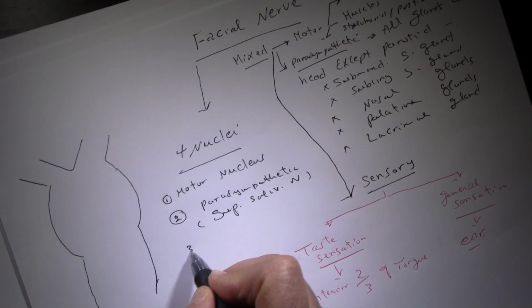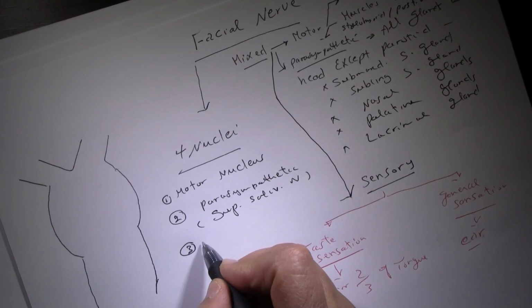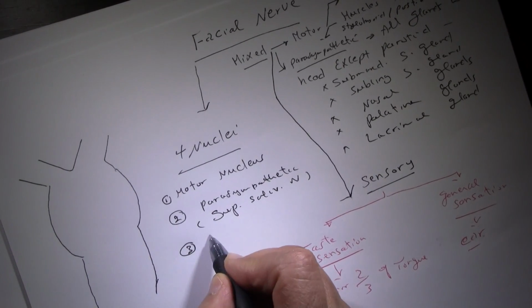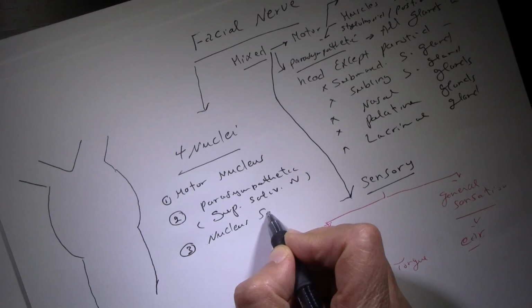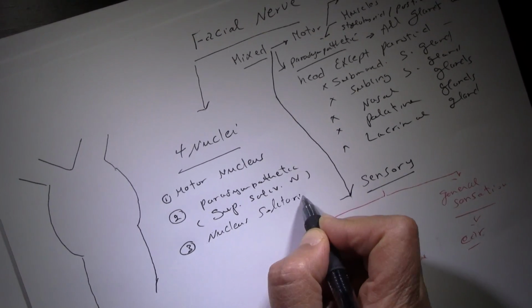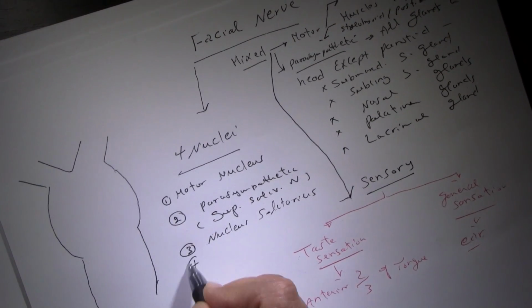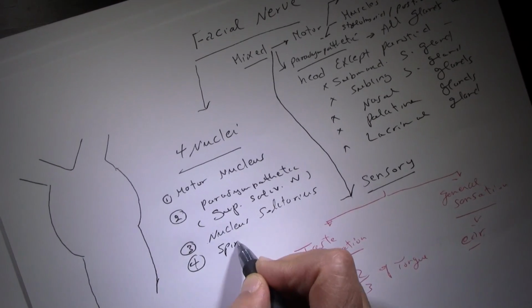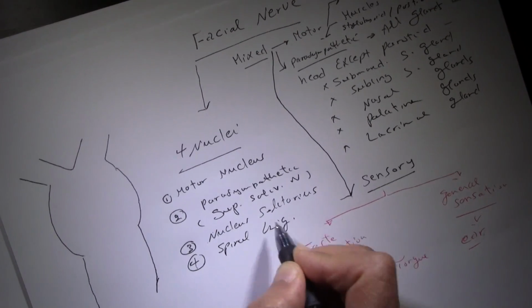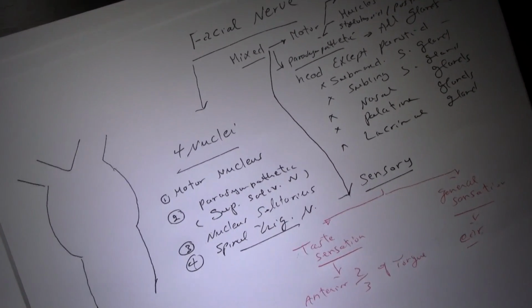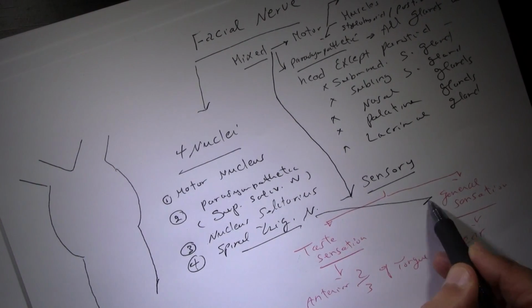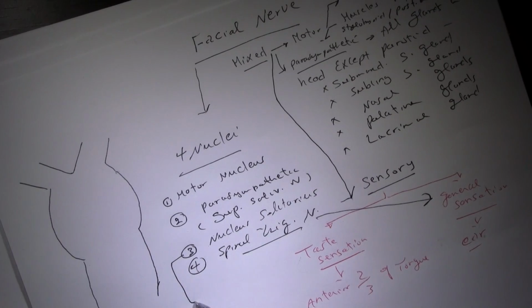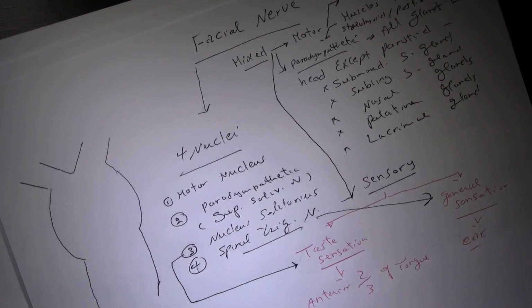The third nucleus, for taste sensation, is called the nucleus solitarius, located in the medulla. The fourth one is the spinal trigeminal nucleus, which is related to general sensation. So the one for general sensation is the spinal trigeminal, and the one for taste sensation is the nucleus solitarius.